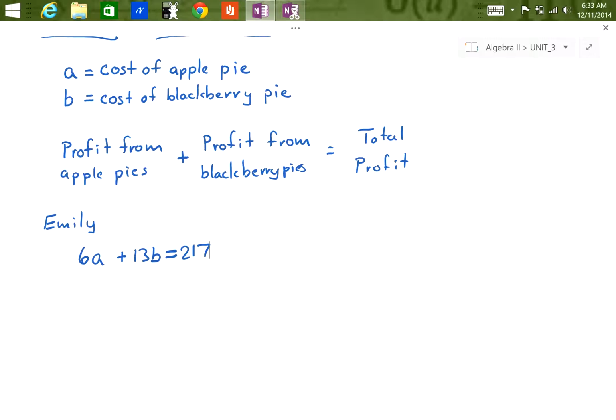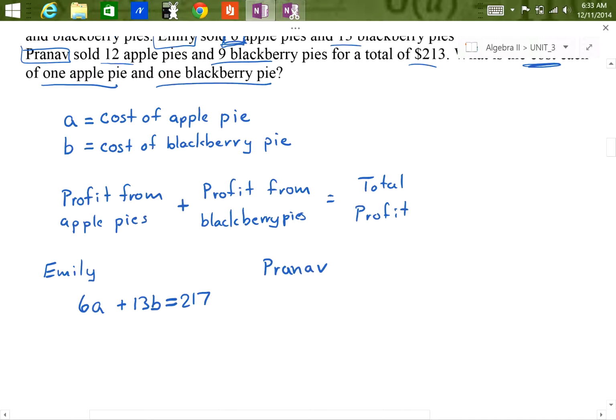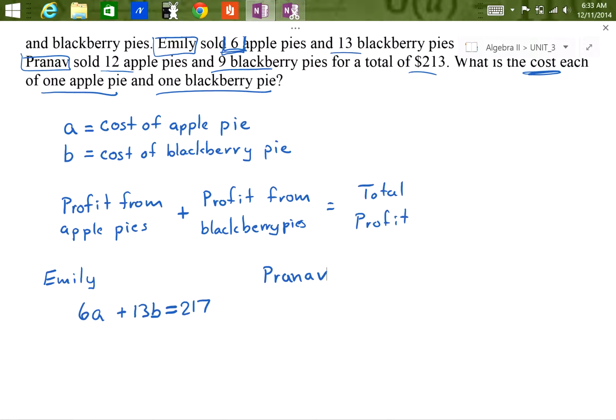So let's take a look now at Pranav. We can set up a similar equation for Pranav. She sold 12 apple pies. Her total profit from the apple pies is 12 times the cost of each apple pie, which is A. We're going to add this, just like we did with Emily, to her total profit from blackberry pies. She sold 9 blackberry pies at a profit of B dollars per pie. So 9 times B gives the total amount she made from blackberry pies. And we know from the information given that her total profit is $213.